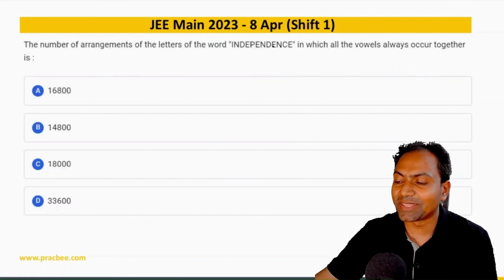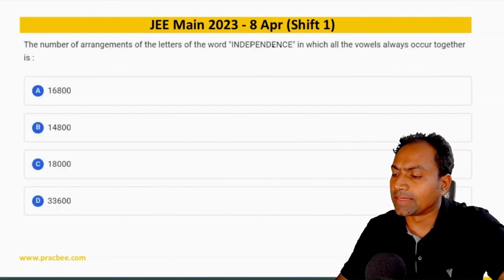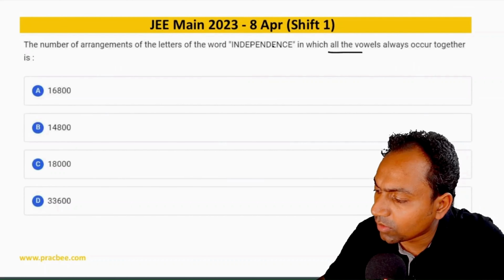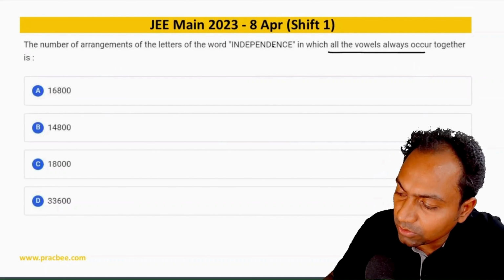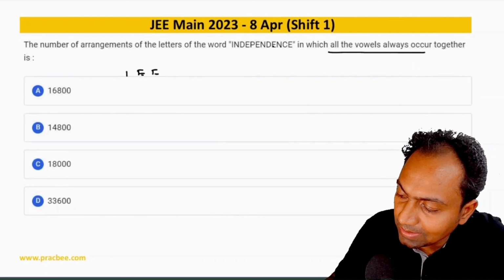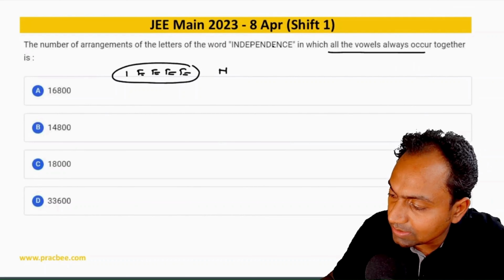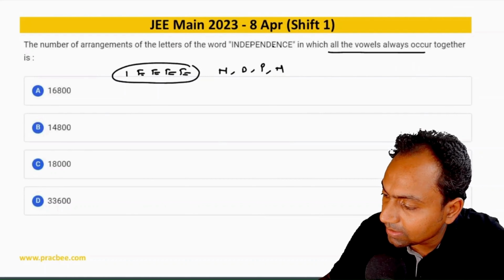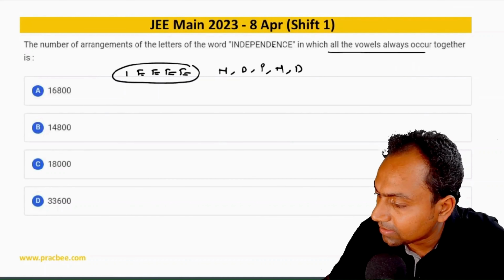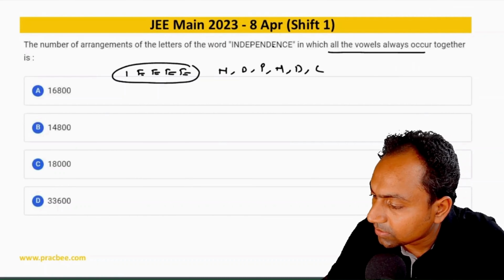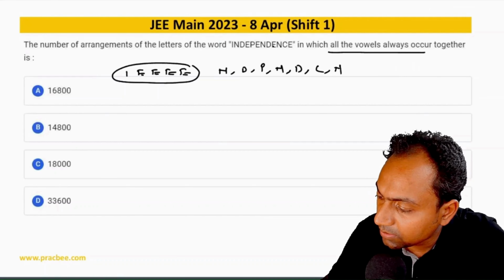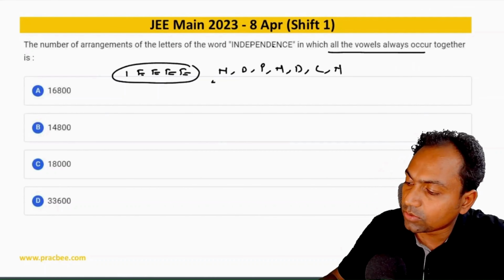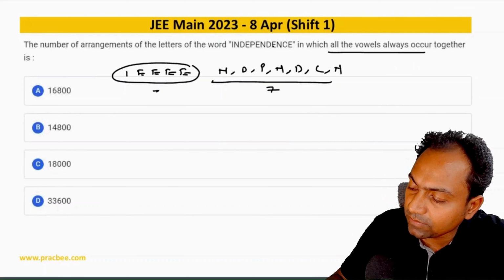Now this 2023 question is again a very simple question. What they are asking is, all vowels always come together. So first let us figure out what are the vowels. The vowels in this case are I, E, E. Then if I write the consonants, there are N, D, P, N, D, C. So we have 3 N's, 2 D's, 1 P and 1 C. So these are 7 consonants here and 5 vowels.